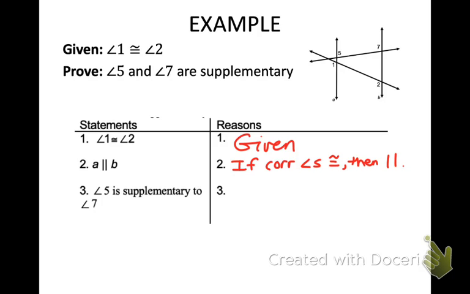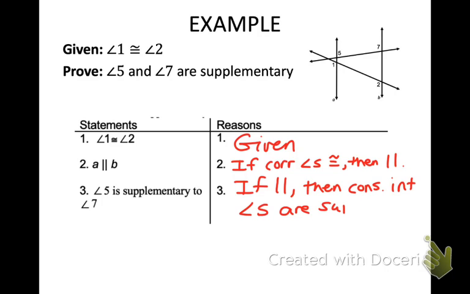are supplementary. Exactly. So now because I have parallel lines, why would 5 and 7 be supplementary? What angle pair relationship? Oh, they're consecutive interior. Yep. So law of syllogism. If parallel, then consecutive interior angles are supplementary.